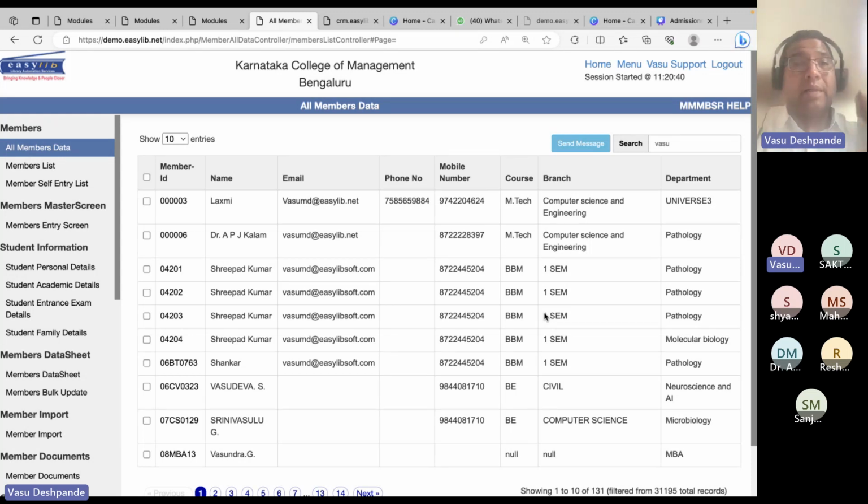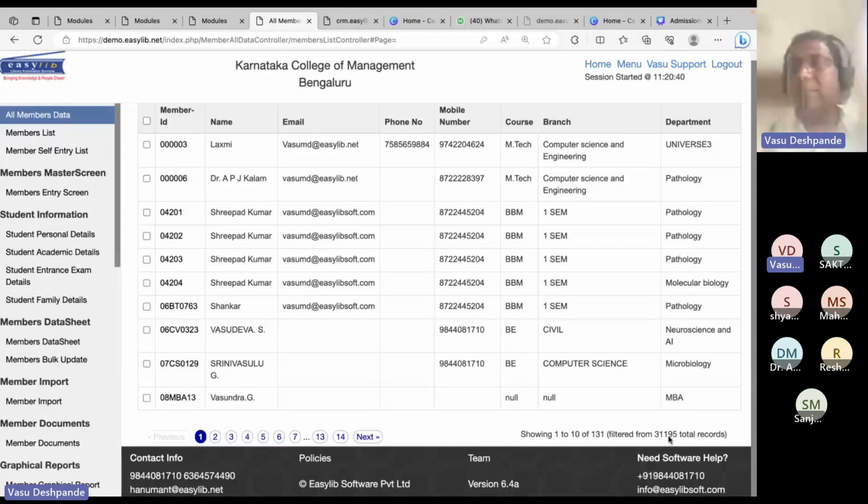But it is a question of how well the solid system is built, which will run for decades together. That is why, when we do the testing, we do it with about tens of thousands of student records. We set up different organizations, including medical, engineering, dental, pharmacy, physiotherapy, degree, and school, to see how well our Easylib system performs under these diverse conditions.